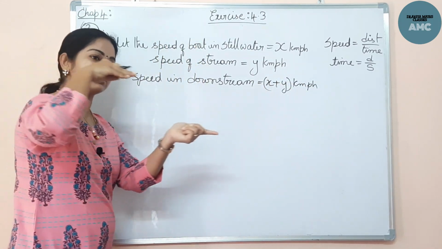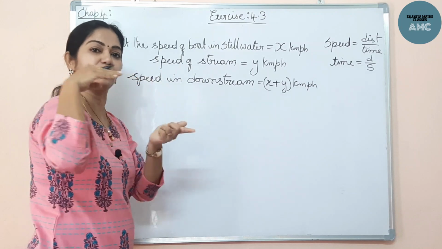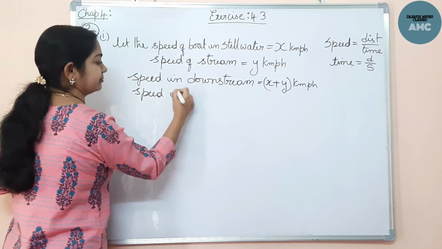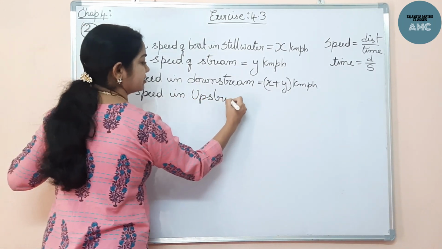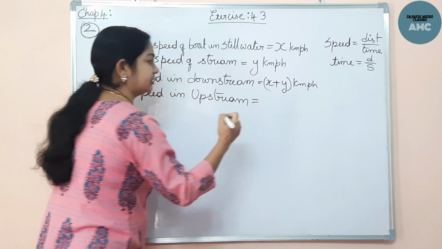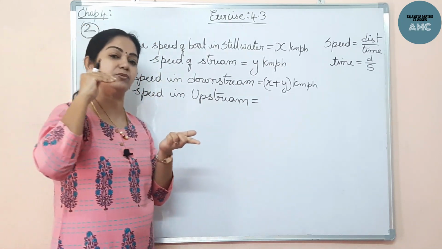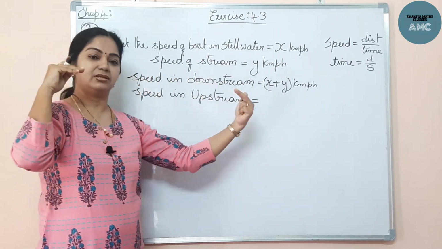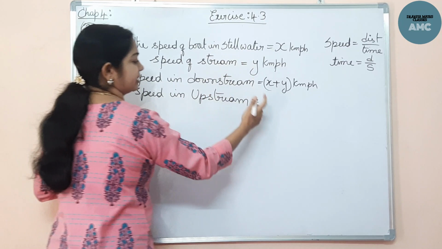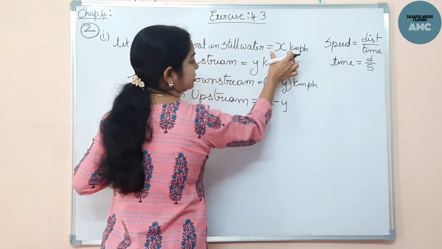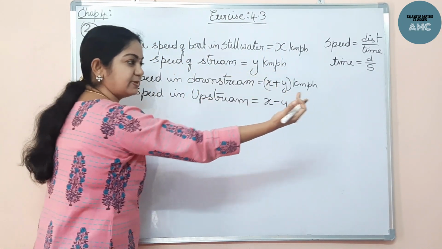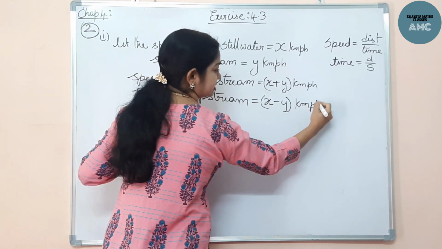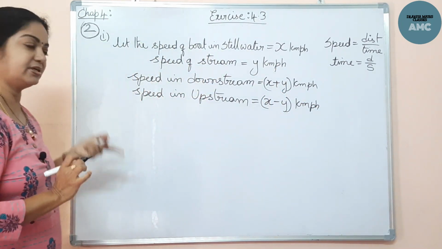Downstream means they are going in the same direction. The boat and the stream are flowing in the same direction. Now let us see the speed in upstream. Upstream means here the boat is going in one direction where the stream is coming towards it. That means this is called upstream, in the opposite direction, right? That means that speed will become x minus y. This boat is going towards one direction, the stream is coming up here. So x minus y kilometers per hour. If you understand this, you can easily reduce the equations.